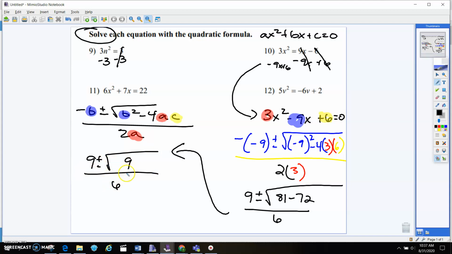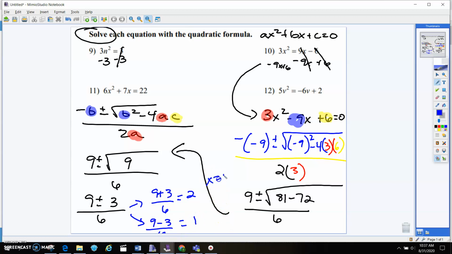So if we take the square root of 9, that's going to give us 3. So we're going to have 9 plus or minus 3 over 6. So this breaks down into two different problems. So this now becomes 9 plus 3 over 6, and then it also becomes 9 minus 3 over 6. So 9 plus 3 is going to give us 12. 12 divided by 6 is going to give us 2. 9 minus 3 is going to give us 6. 6 divided by 6 is going to give us 1. So our answers are x equals 2 and x equals 1.